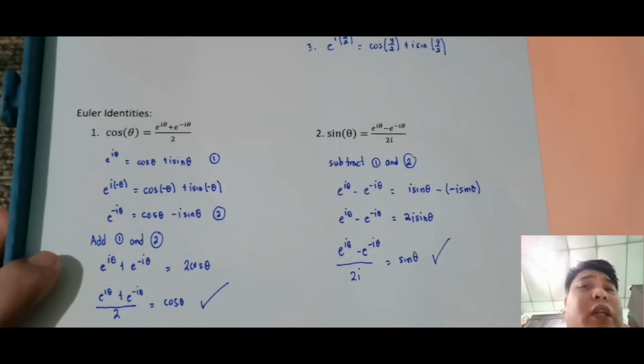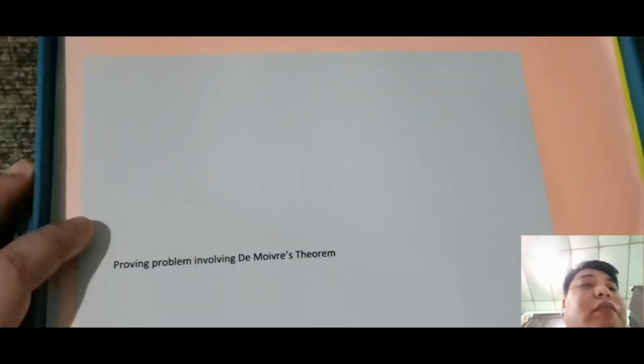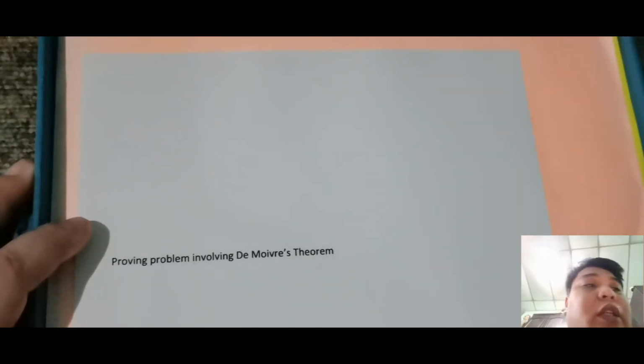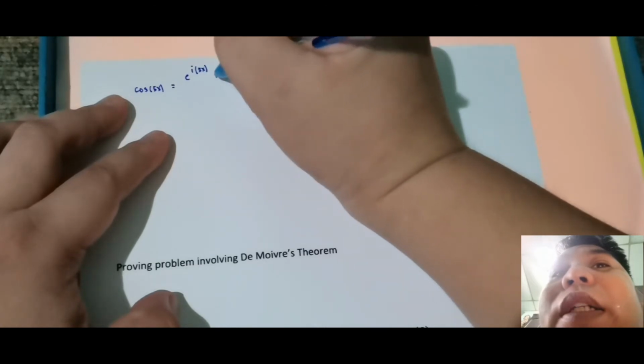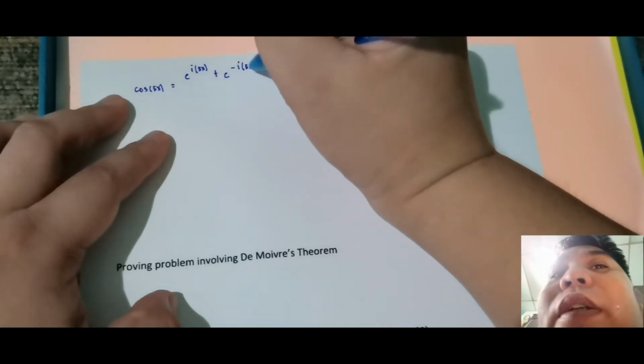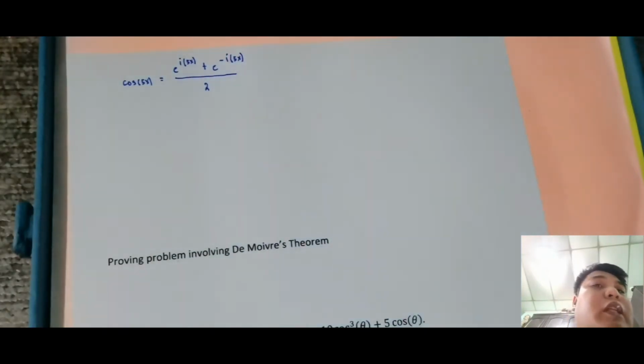Okay, so proceed tayo sa example niyan, paano ginagamit yung Euler's identity para maintindihan mo. So bago tayo mag-proving, let's have example ng ating Euler's identity. So para makita mo paano ina-apply Euler's identity. So for example, I have cosine 5x. So using Euler's identity, that is equal sa e raised to I 5x, then plus e raised to negative I 5x all over 2. So, ganun ka simple. Ilagay mo lang dun sa theta mismo, isa-substitute.